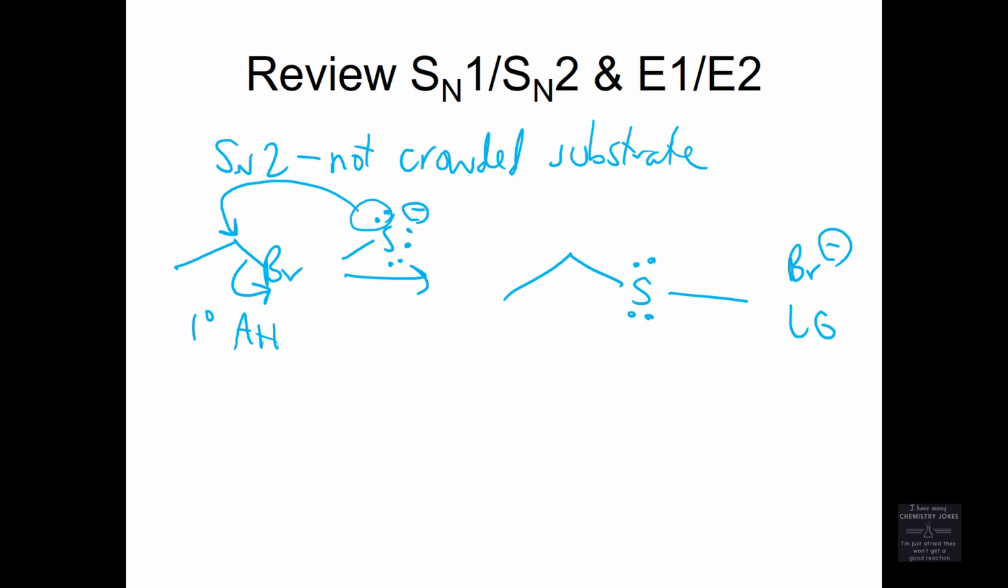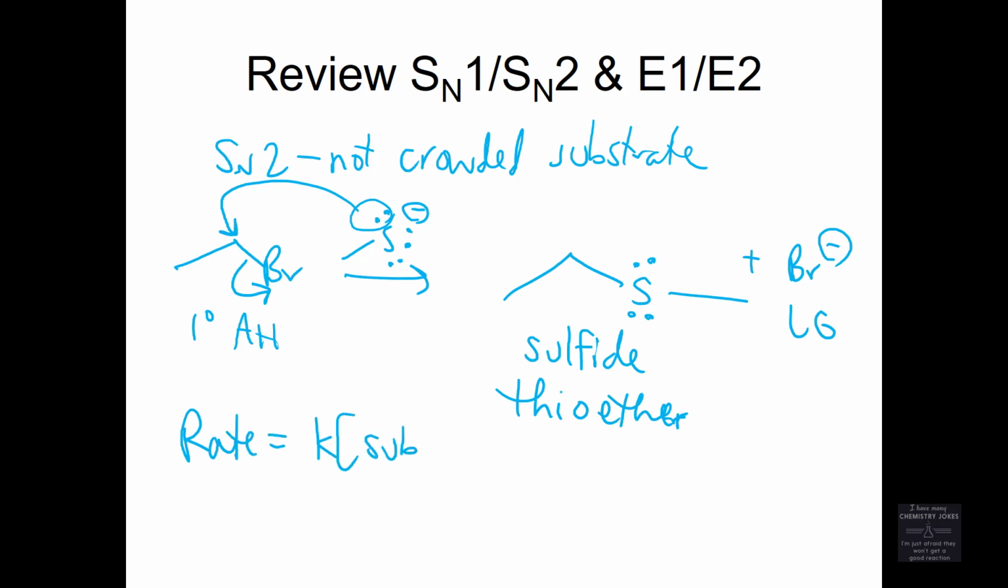Bromide was my leaving group. And I made that sulfide. That's sulfur with two carbon groups connected. It's also sometimes called a thioether. So I made that thing when I did that SN2. The rate law for an SN2, remember? Rate equals k times substrate times the nucleophile. The concentration of both of those affects the rate. Increase the concentration of this guy, you get a faster rate. Increase the concentration of that guy, you get a faster rate. SN2. That's the quickest recap of SN2 that we're going to do.